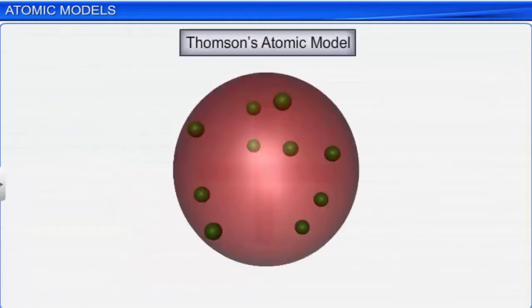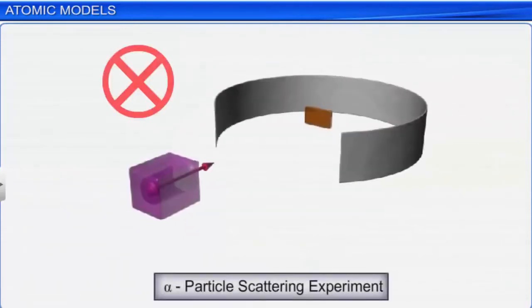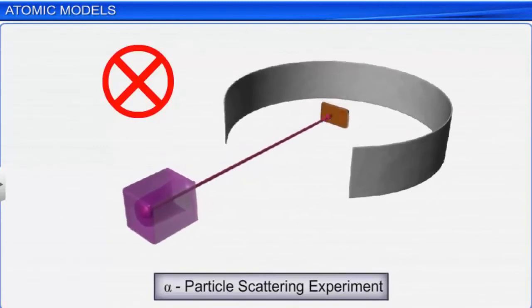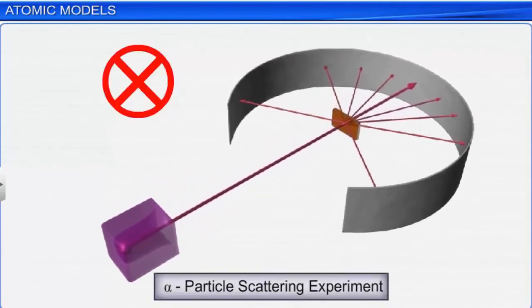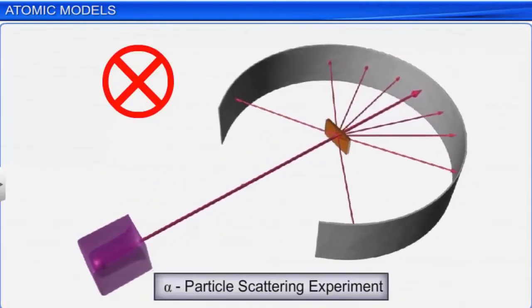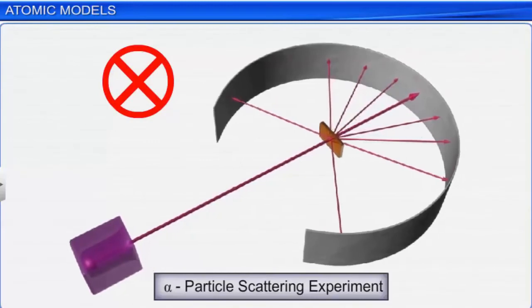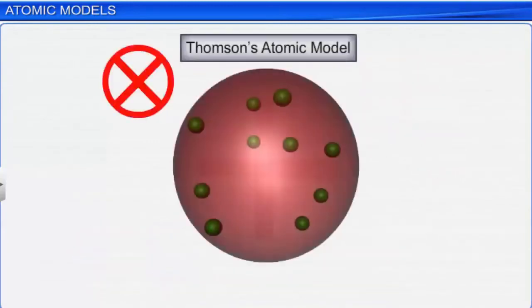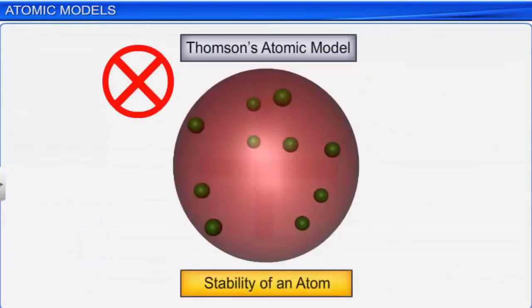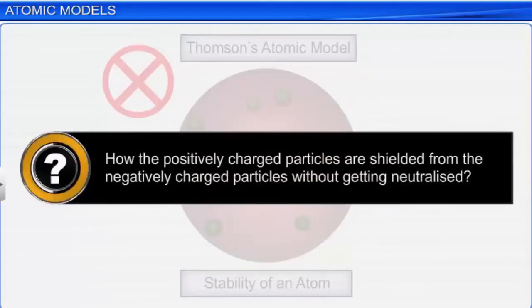Although this model successfully explained the overall neutrality of the atom, it could not explain the results of the scattering experiment conducted by Ernest Rutherford. Also, it couldn't explain the stability of an atom. That is, how the positively charged particles are shielded from the negatively charged particles without getting neutralized.